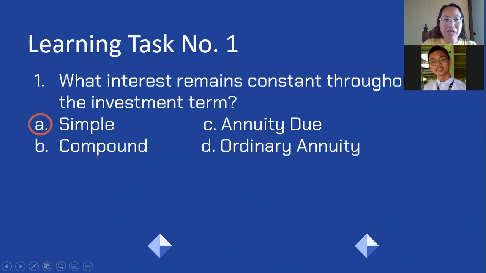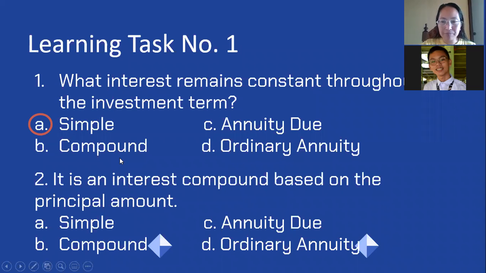So anything that remains constant within an investment term, that's a simple interest. No matter how long it is, when we are talking about simple interest, it will not change. It is constant throughout the term. Okay? So thank you, Princess.